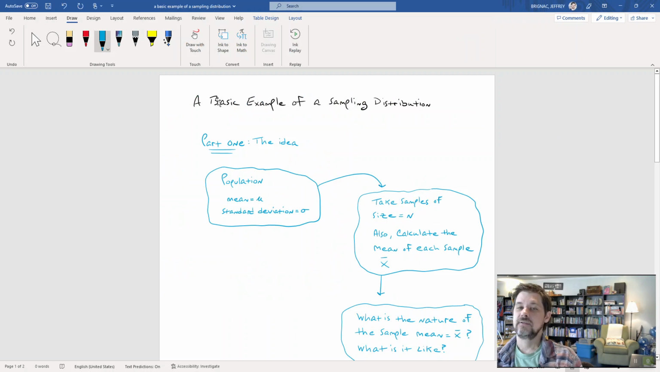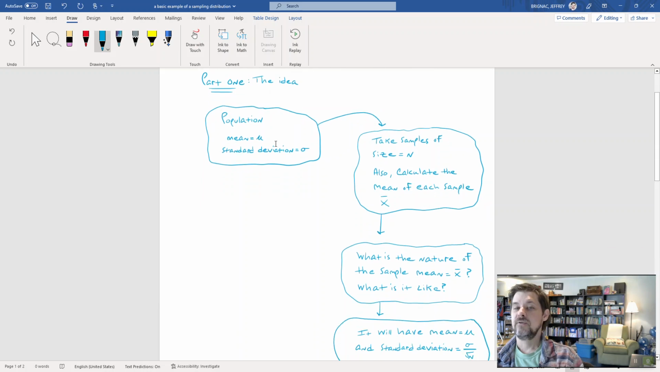Okay, so I'll call this a basic example of a sampling distribution. So here's the idea. You have a population of some kind, okay? And what do we do with populations? We take samples from populations. So say we take samples of size n, some predetermined size. And suppose also that we calculate the mean of each sample. That goes by x bar, okay? So the mean of the population goes by the Greek letter mu, and the mean of a sample goes by the symbol x with a bar on top of it, which we just call x bar.